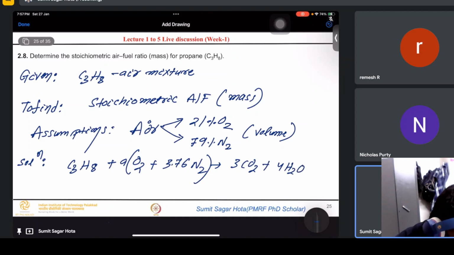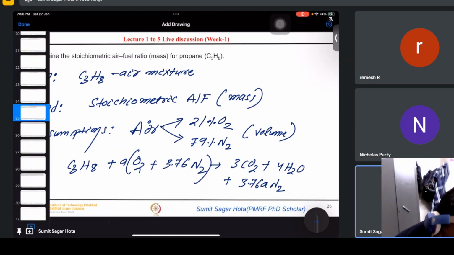N2 will also come in the product. Nitrogen, obviously, mostly nobody will mention it, but for making it a balanced reaction, we will write down only CO2 and H2O, nitrogen not counted. Correct way.